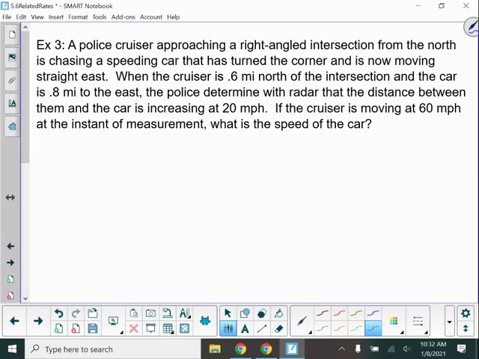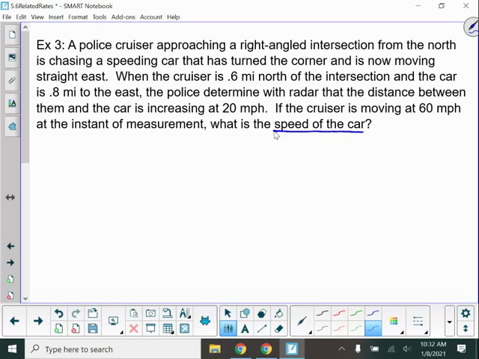When the cruiser is 0.6 miles north of the intersection and the car is 0.8 miles to the east, the police determine with radar that the distance between them and the car is increasing at 20 miles per hour. If the cruiser is moving at 60 miles per hour at the instant of measurement, we want to know what is the speed of the car.